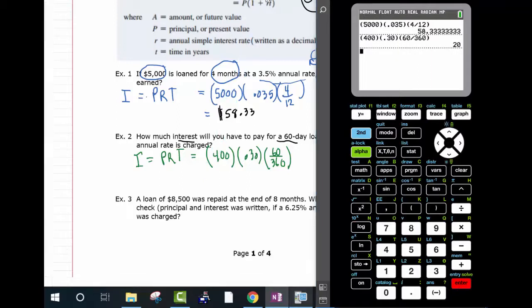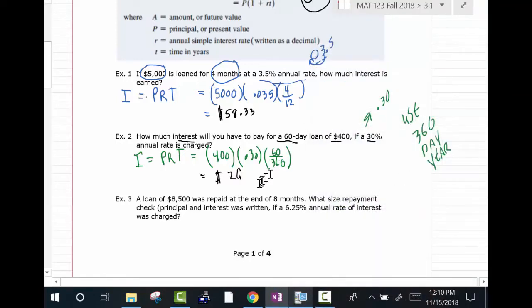Is that a logical answer to you guys? $20 on $400? Is that logical? So what would happen if you got like $500 on that? Would that make you think I've screwed up? Because I see that from students all the time. They get an answer and they just move on. I mean, think about your answer. $20 is logical for a 60-day loan of only $400. Okay, so be sure that you do this part right there. That's what's important. Okay, everybody okay so far?